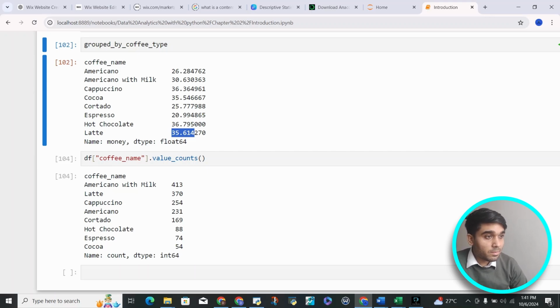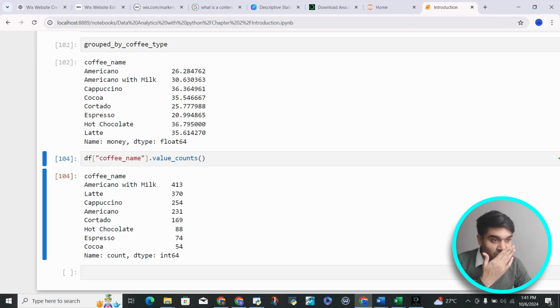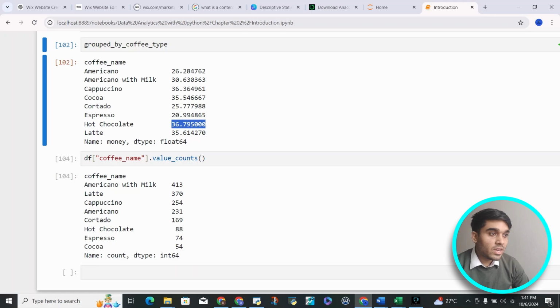You can do it for americano milk also, but for now these are the top three items that you might want to focus on if you want to increase your sales, and not the least these ones. So when we have hot chocolate here, we can work on our inventory like that.